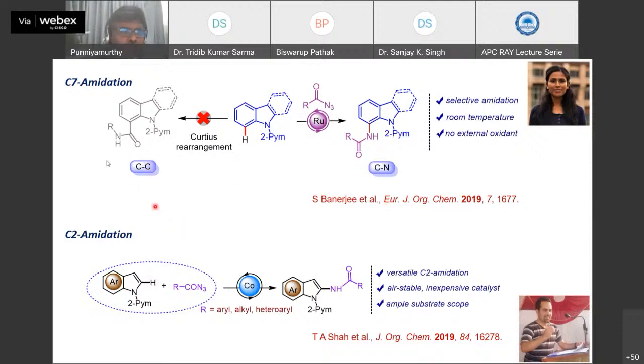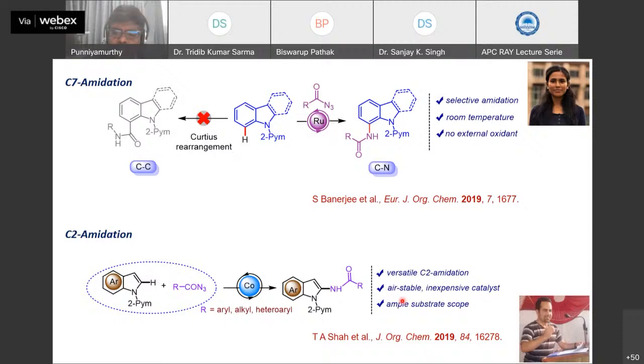On the other hand, if you use, as I just mentioned, indoline as the substrate, the directing group is the same. Here we use indoline, so the amidation takes place here. On the other hand, when we use indole, as we have just discussed, the amidation takes place at the C2 position. This reaction has been carried out using the cobalt cyclopentadienyl complex.